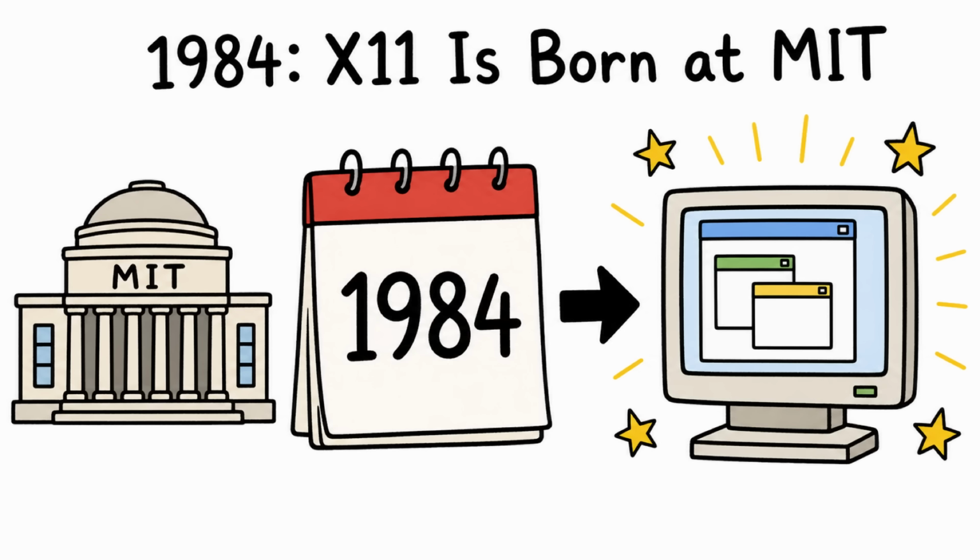Back in 1984, a team at MIT built something called the X Window system, or X11. Think of it as the very first layer that let Unix computers show graphical windows. This was revolutionary. Before X11, everything was just text on a black screen. X11 gave us the ability to have windows, menus, and mouse cursors. It was the foundation of the graphical desktop as we know it.